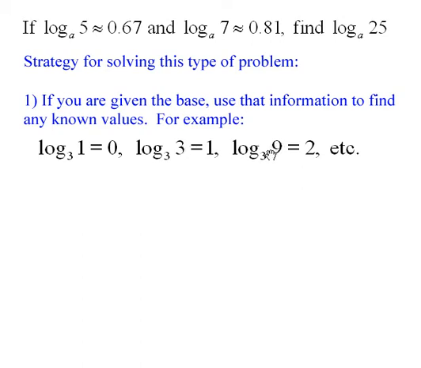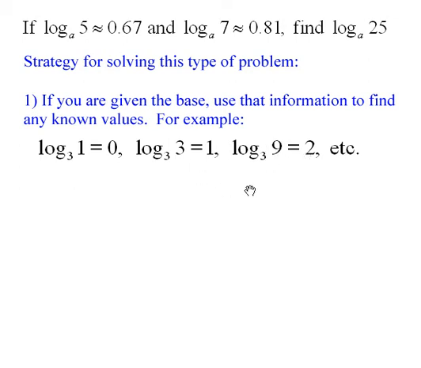Likewise, the log of 9 base 3 is 2, because a logarithm is looking for an exponent. 3 to what power is 9? Well, 3 to the second power is 9. And it doesn't have to be base 3. This could be base 5. The log of 1 base 5 is 0. Log of 5 base 5 is 1. Log of 25 base 5 is 2.